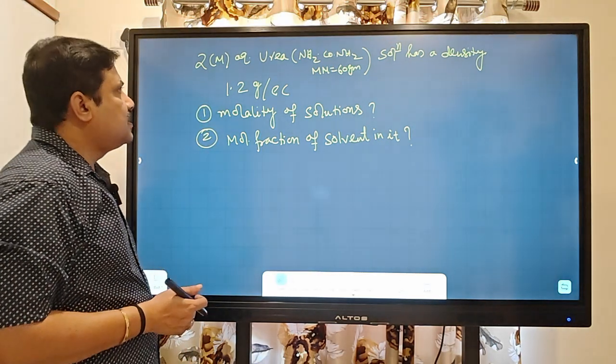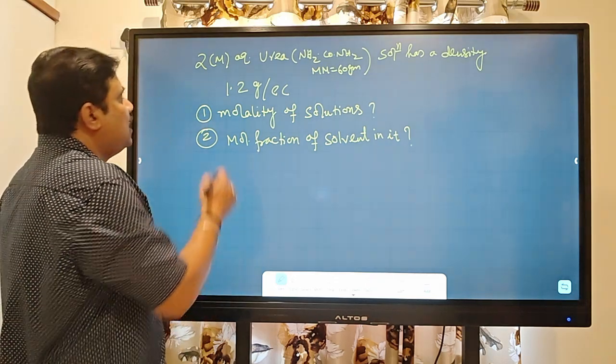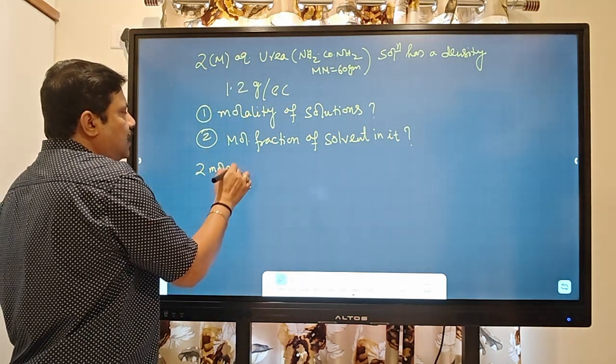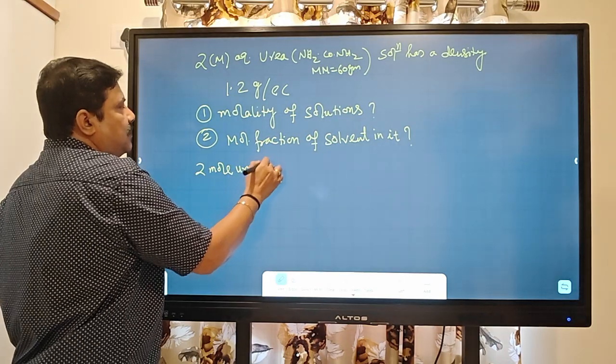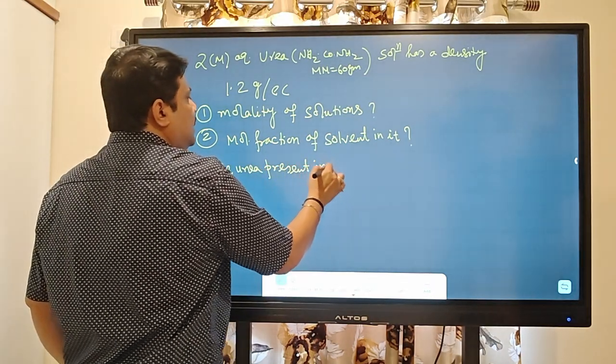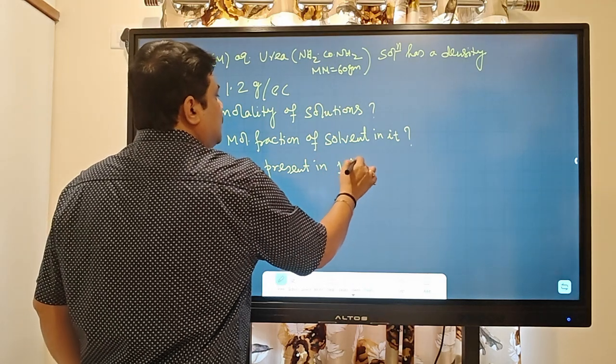Now next, how am I doing this problem? What is the meaning of 2 molar? That means 2 mole of urea is present in 1 liter of solution.